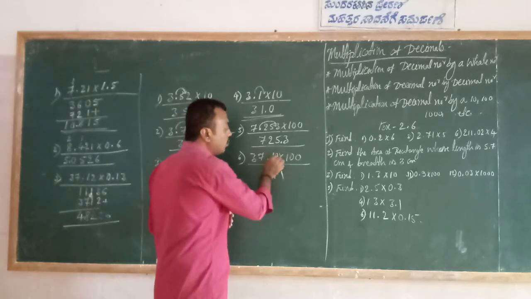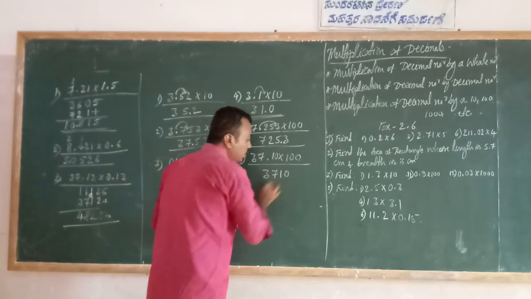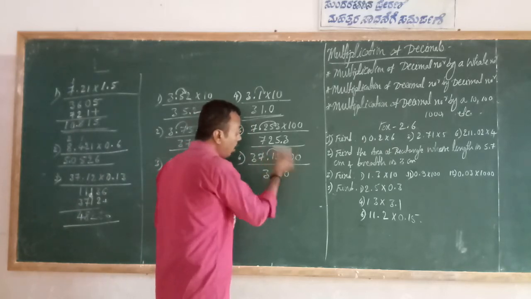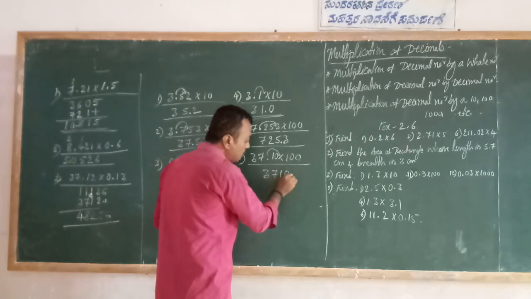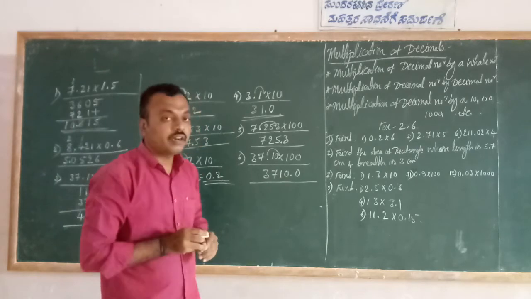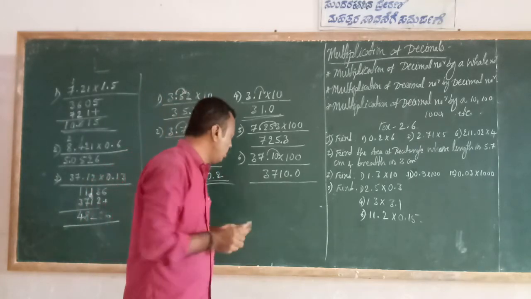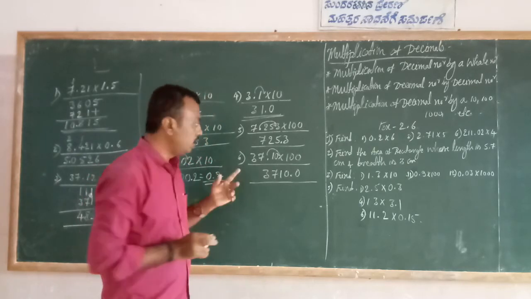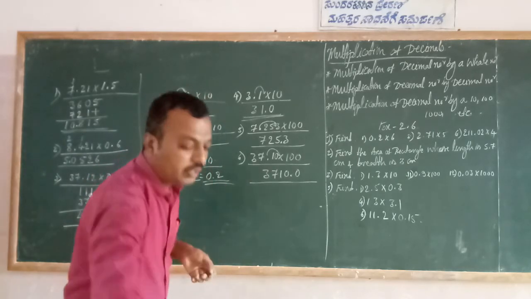That's why I will put 0. The point is shifted two digits. Where does it come? After the 0, here. After that nothing is there, meaning 0. Therefore 3710.0, or nothing but 3710 only. Are you understood? Yes. So next, students, I will take one more example.